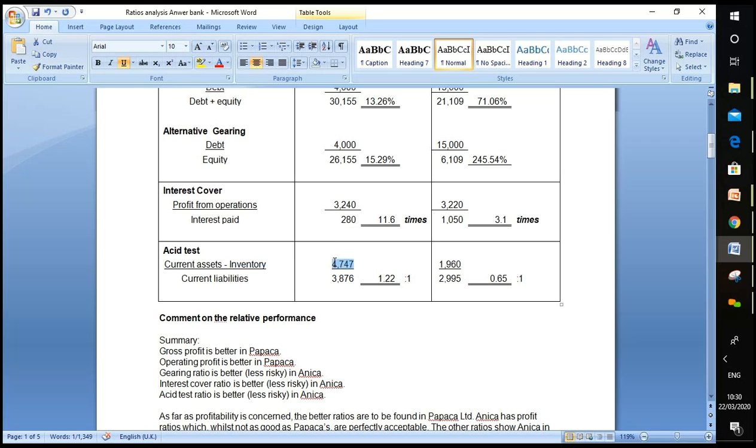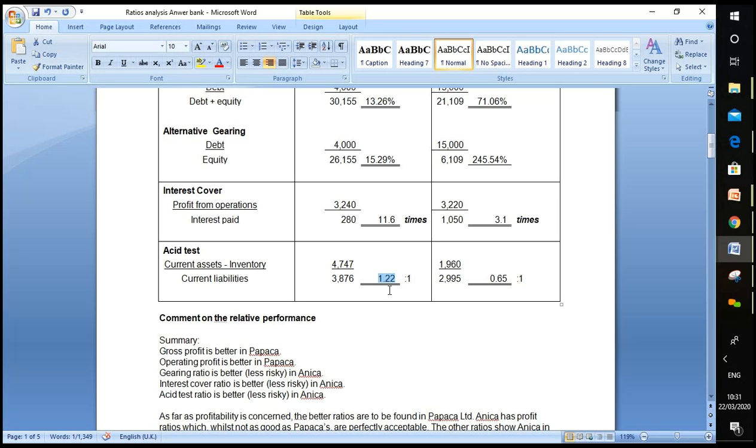So you will see there, that's my current asset without inventory. That's my current liability. We said it needs to be 1 to 1, but now Anika is coming at 1.2. It means every £1 of liability, they have £1 and 22 pence worth of assets, which is a good, strong financial position, and it's a most liquid position. When we looked at Tesco's yesterday, it was at 0.38.